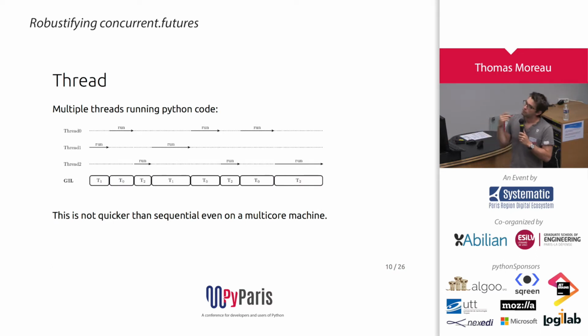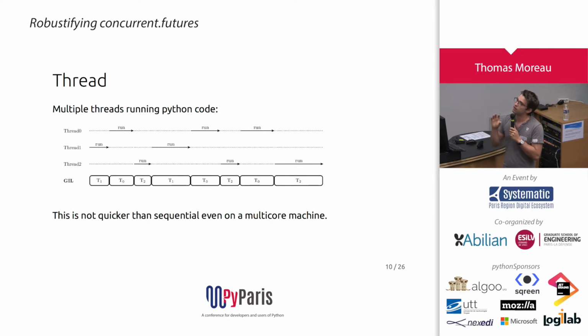So as we said, the GIL is released if you are using I/O or a C library. As you see here, for instance, thread 1 runs with the GIL acquired for a small period of time, and then releases the GIL while it's computing some I/O operation, which gives the opportunity for another thread to run at this point.